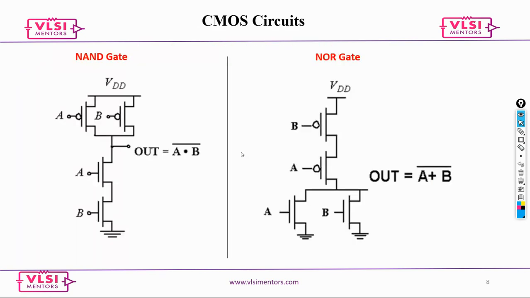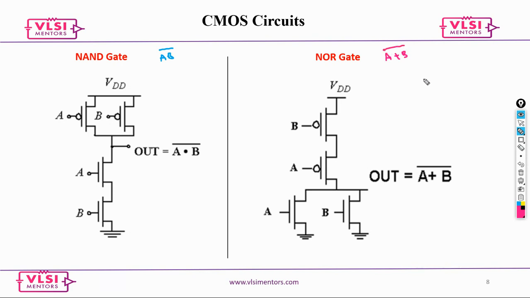Now, what we will do is spend time on how we come up with these schematics. So how do you design the schematic? Say, for example, a NAND gate. What is your equation? AB whole bar. Correct. For a NOR gate it is A plus B whole bar.